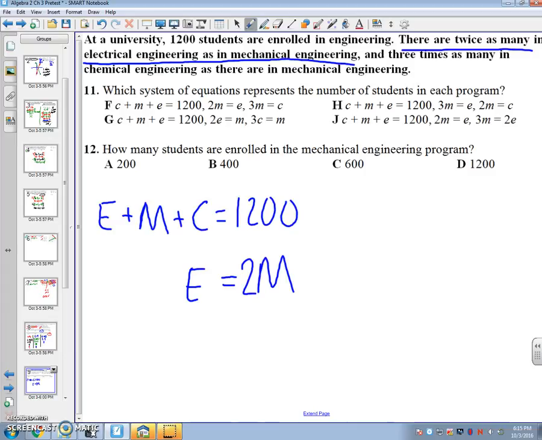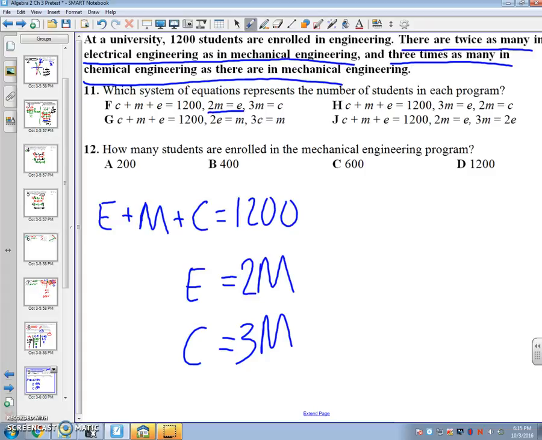All right, and the last one, 3 times as many chemical as mechanical. So we're comparing chemical and mechanical, but where the 3 goes, which one has more? There's more in engineering, chemical. So I'm going to put the 3 with the M. There's my equation. So which one has that? See, they all have the first one. E equals 2M. E equals 2M right there. And C equals 3M right there. So this one's F. A lot of people will put the 2 and 3 in the wrong spot and get the wrong answer. So think, which one's more? Put the numbers on the other side.